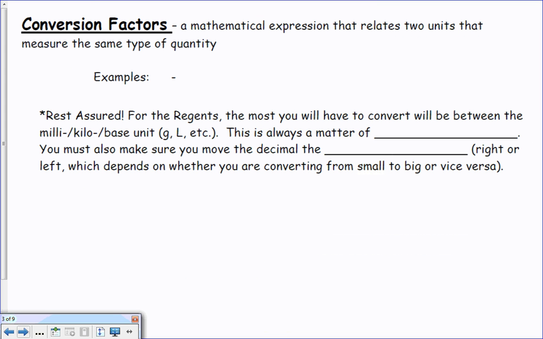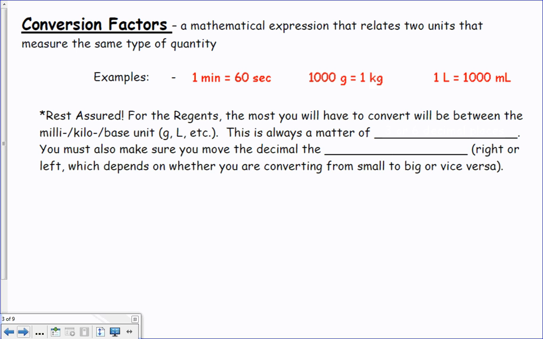Okay, pretty basic. A conversion factor is a mathematical expression that relates two things. Here are a few. 1 minute we all know is 60 seconds, right? 1,000 grams is a kilogram. 1 liter is 1,000 milliliters. So for us in chemistry, be it Regents or General Chem, basically all we're going to do is go from milli to kilo from our base unit. So those are the basic ones.